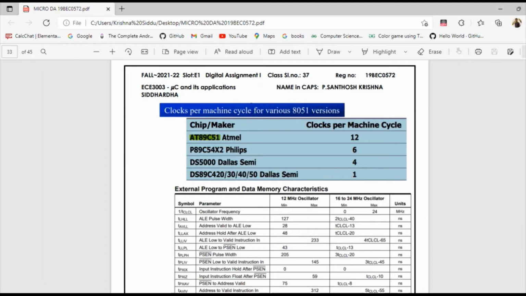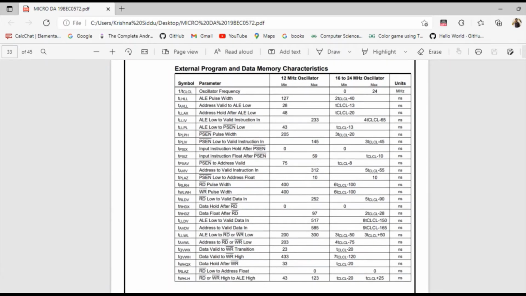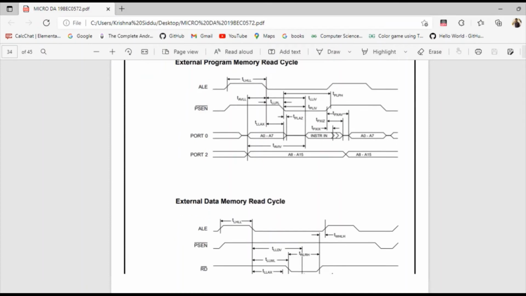Next, we have been using another chip also, the P89C554X2 Philips. Here I wrote the clock per machine cycle clearly. This is the external program and data memory characteristics. It has been clearly mentioned what exactly all the things are, like 12 MHz oscillator and 16 to 24 MHz oscillator, and the units for the following parameters. So you can clearly see this in the video.